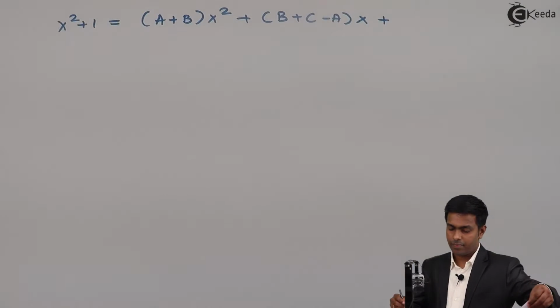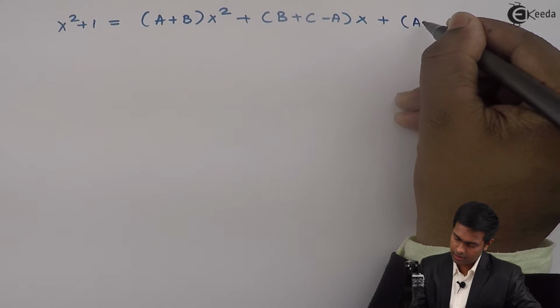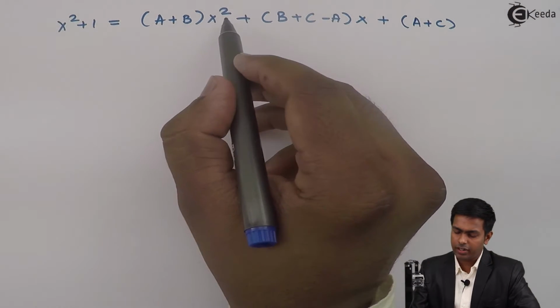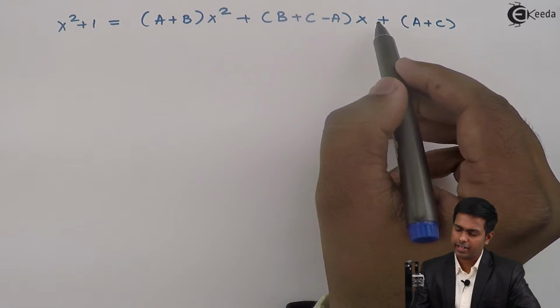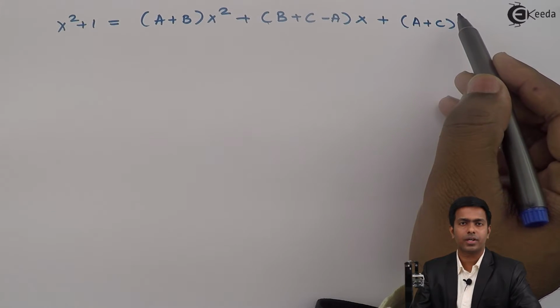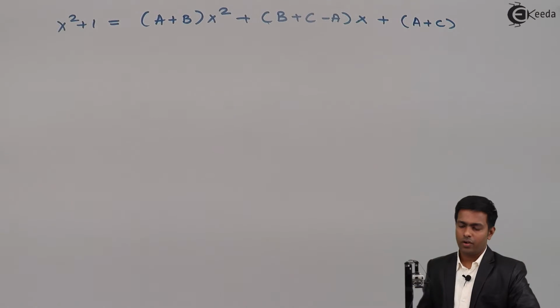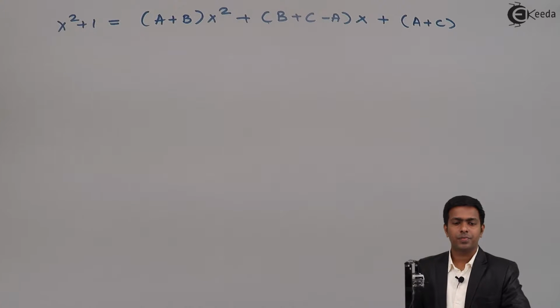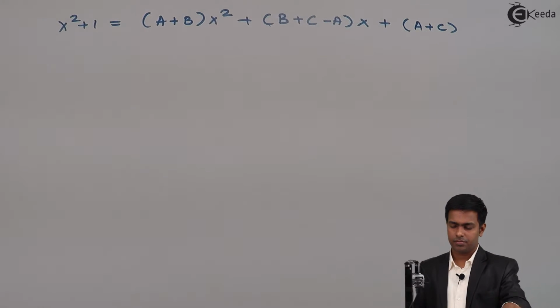So a plus c is the constant term. Now here we have taken all the x square terms together, x terms together and the constant terms together, and now here we are gonna use the method of comparison of coefficients. So we are gonna compare the coefficients on both sides.